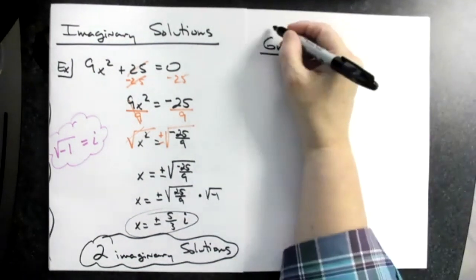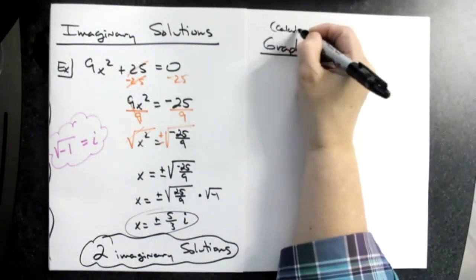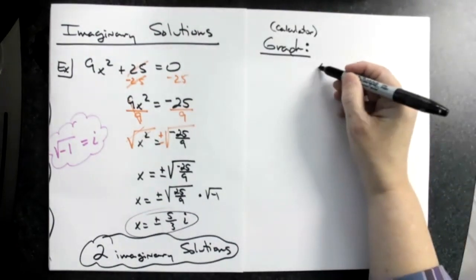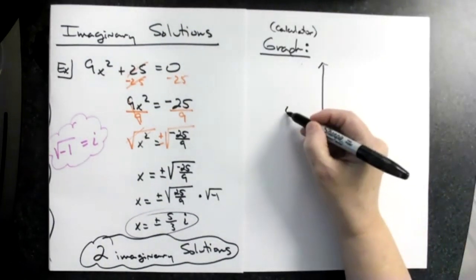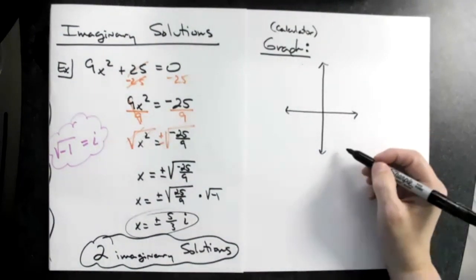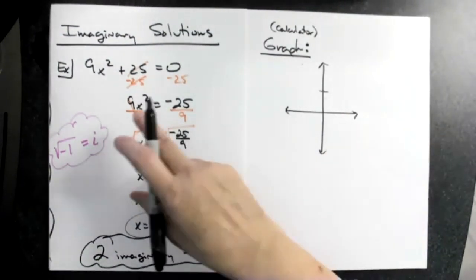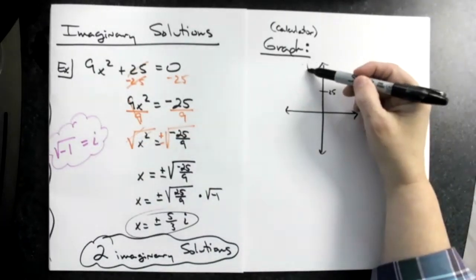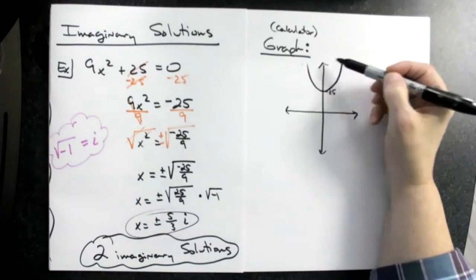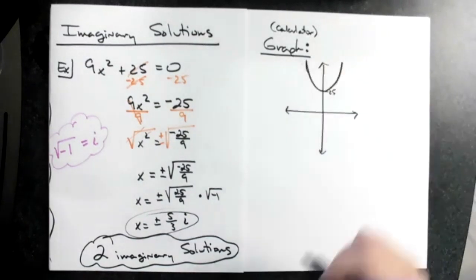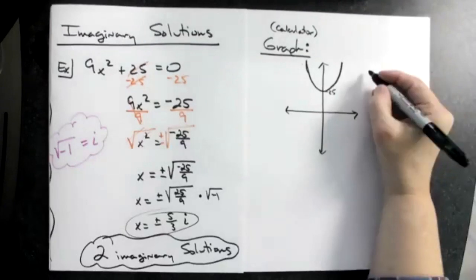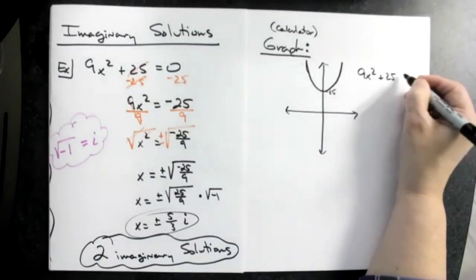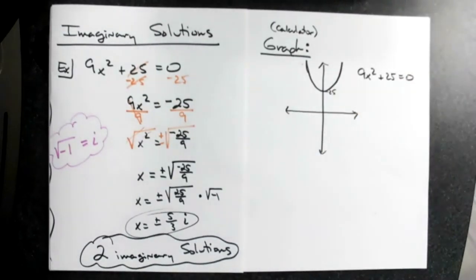So graph, and then I'm going to put here calculator up there, for those of you that have that graphing calculator. Okay, so basically, rough sketch. All right, I'm going to say that that's like 25 because it's really, really high up. But there is this sketch. So that right there is 9x squared plus 25 equals 0. That's what that graph looks like.